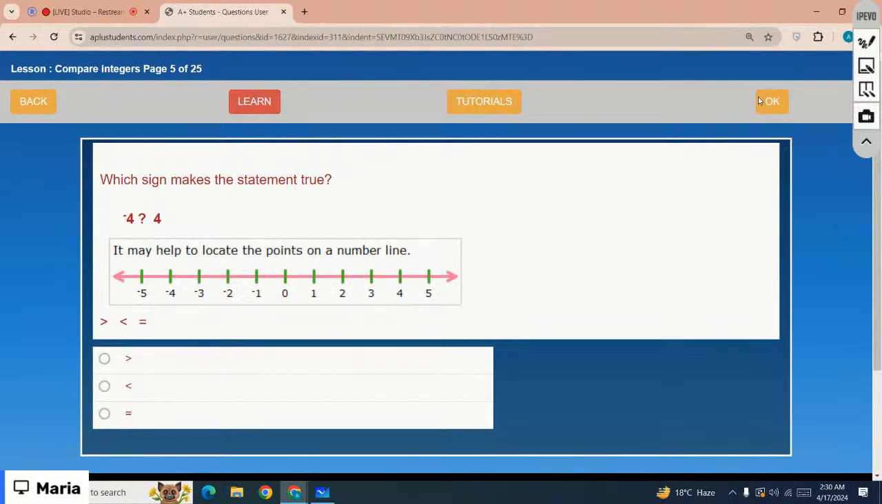Which sign makes the statement true? Negative 4 and 4, which is the correct option? Yes, the correct option is negative 4 is less than 4, right?